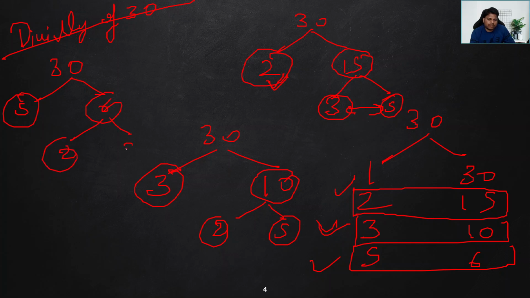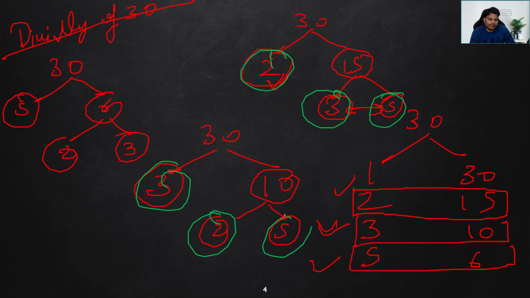So what you are getting is that to check a number is divisible by 30 or not, you need to check that the number is divisible by 2, 3 and 5.